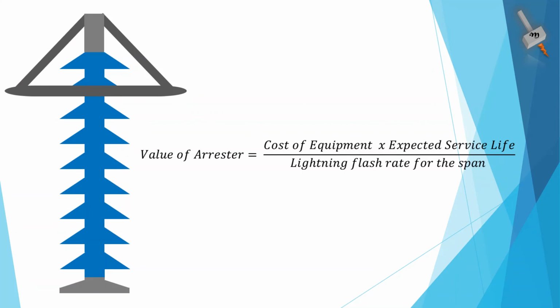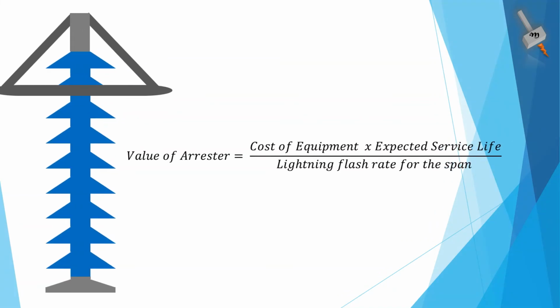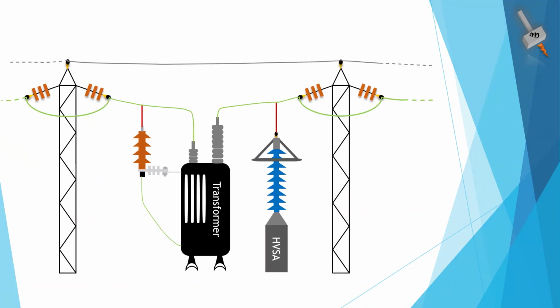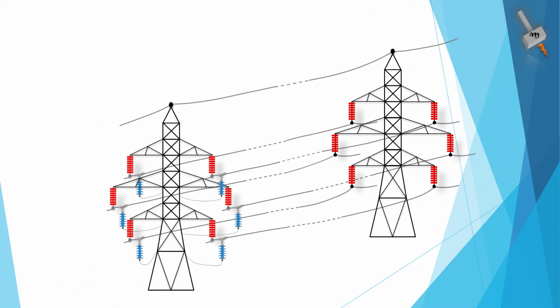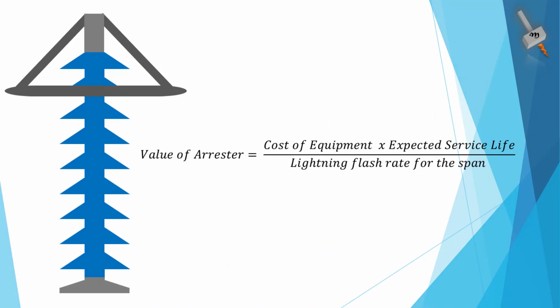So the value of the arrestor is the cost of the equipment to be protected multiplied by the expected service life, divided by the lightning flash rate of the span. Here the equipment can be a transformer, whose cost can be taken directly for consideration, or it can be a transmission line, in which case the downtime of the line along with the repair cost of the system in case of flashover can be taken as the cost of the equipment to be protected. The expected service life is the life of the arrestor. The flash rate for the span has already been explained earlier.